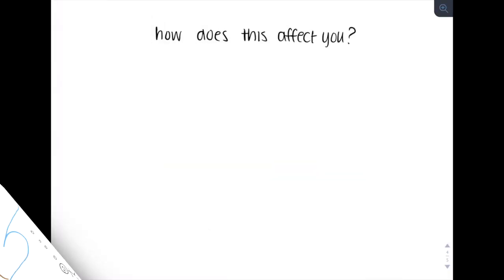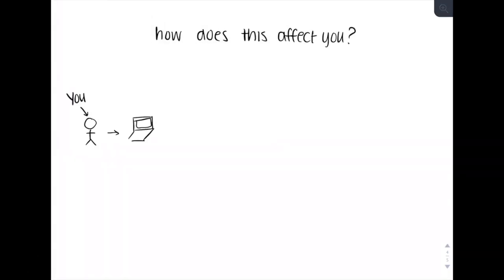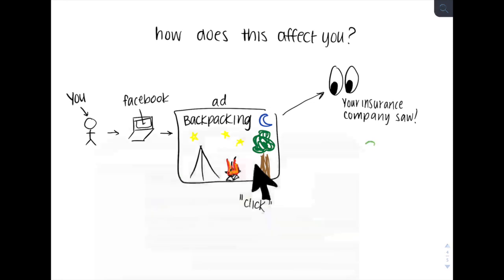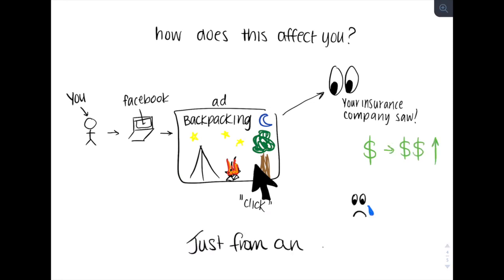Well, how does this affect you? Let's say you go on Facebook and you see an ad for backpacking in a third world country. You click on it, and since your insurance company is paying to have access to your web history, they see it and increase your premium. Algorithms are now negatively affecting your life.